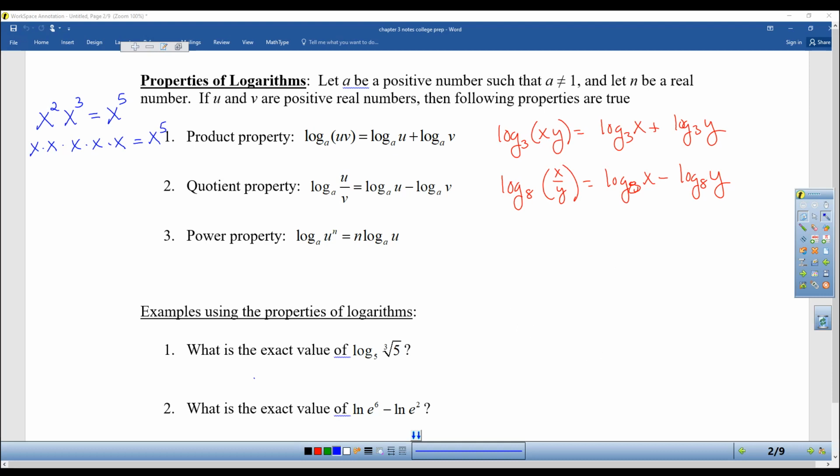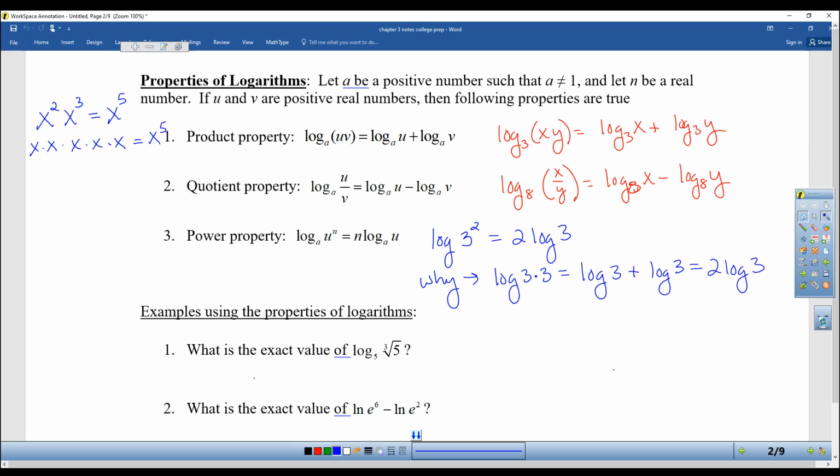And this little rule that I introduced a few minutes ago says that if you have log, we'll just keep it base 10 to keep it simple, of, let's say, 3 squared, I'm telling you that you can put that 2 out in front. And here's the why. Because I can switch that to log of 3 times 3, and then using my rule up there, I can change that to log of 3 plus log of 3. And what do I have? I have 2 log of 3.